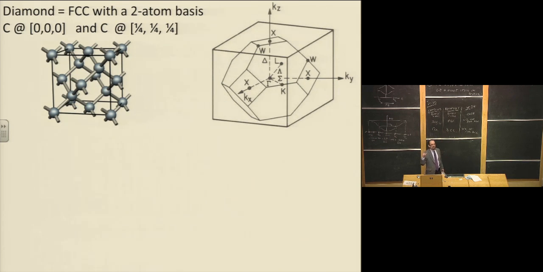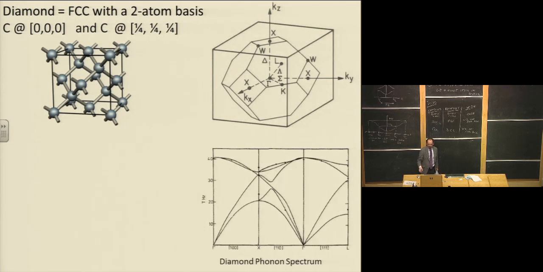There's two atoms in the primitive unit cell. Each atom can move in three possible directions. So that means you have six modes. Yeah. So let's see if we have a picture of it. Yeah, so here's a picture of the diamond phonon spectrum.